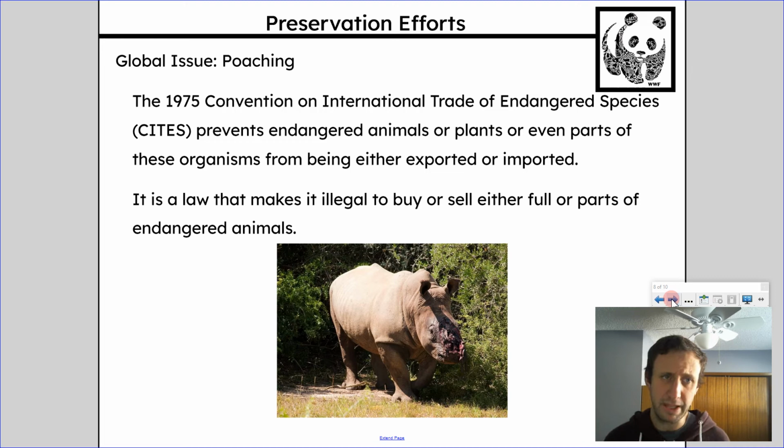Anyways, the 1975 Convention on International Trade in Endangered Species, normally I think people say CITES for this, CITES, prevents endangered animals or plants or even parts of these organisms from being either exported or imported. So this is international trade law. That means it's not possible for these kinds of products to be sold or bought. It is a law that makes it illegal to buy or sell either whole or parts of endangered animals. So that's being done to prevent poaching.